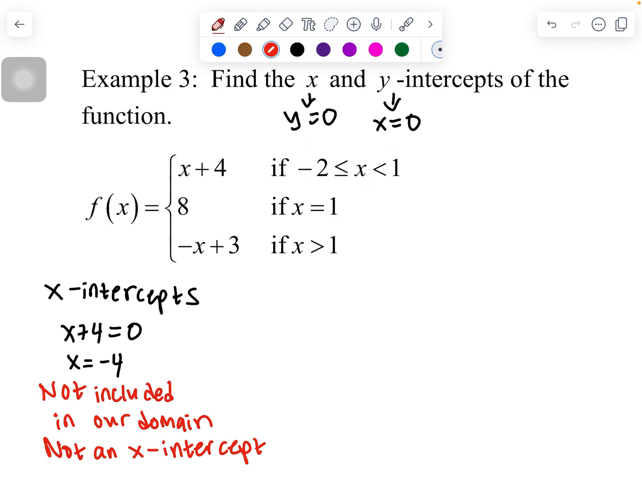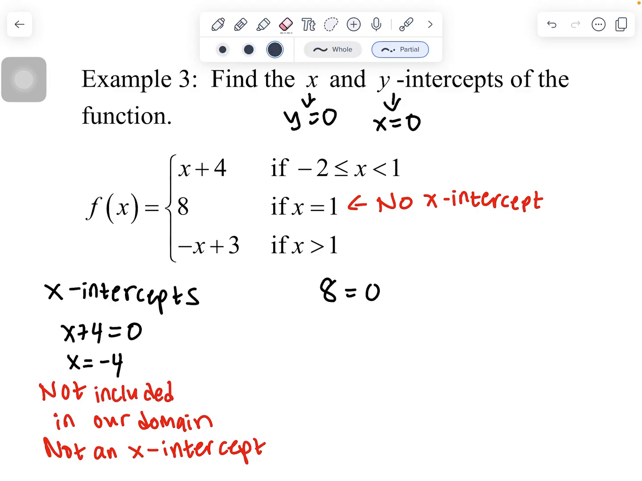The second piece is just a number, so we will not have an x-intercept. This has no x-intercept, because if it did, that would mean, don't write this down, that the number is equal to 0. And we know for a fact that's not true. If that was true, we'd have to make some different life choices. But it doesn't equal 0, so we definitely don't have an x-intercept on that second piece.